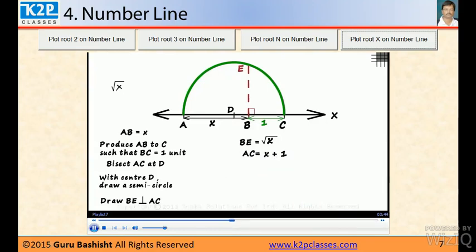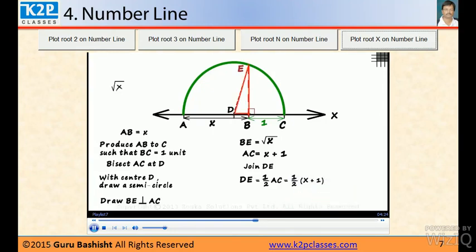To complete the proof, we need to do a little bit of construction. We need to join DE like this. What do you think will be the length of DE? It's simple. It will be the same length as AD or AC, as they are all radii of the circle with center D. Since D is the center of AC, AD will equal DC, which equals half AC. So DE will also equal half AC. Since AC is x plus 1, DE will equal half multiplied by x plus 1.